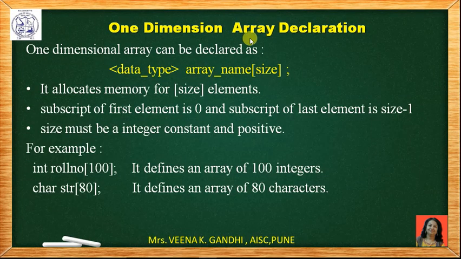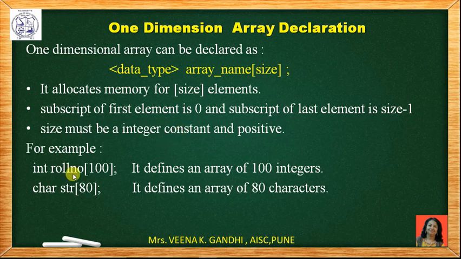One-dimensional array declaration. A one-dimensional array can be declared with first the data type specifier, then the array name, and in square brackets a single subscript, that is the size here. It allocates the memory for the specified number of elements. The subscript of the first element is 0 and the subscript of the last element is size minus 1. The size of the subscript must be a positive integer constant.